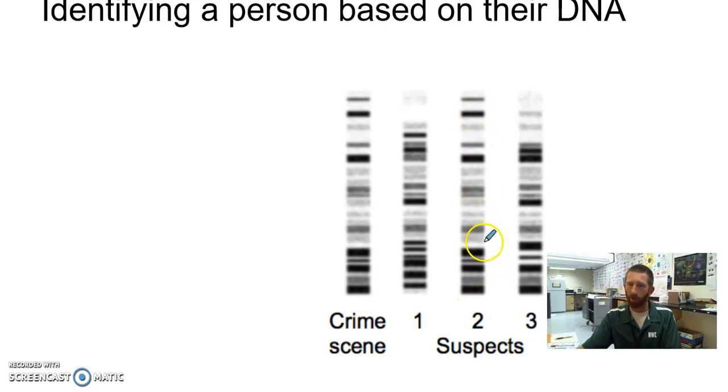Here are the fragments from suspect 2. You can see that actually matches. And here are the fragments from suspect 3. You can see that doesn't match suspect 2 or suspect 1 or the crime scene. So now, just like the example I gave you before, we can see that suspect 2 was the individual that was actually at the crime scene. So those are two more tools and two more processes for biotechnology.